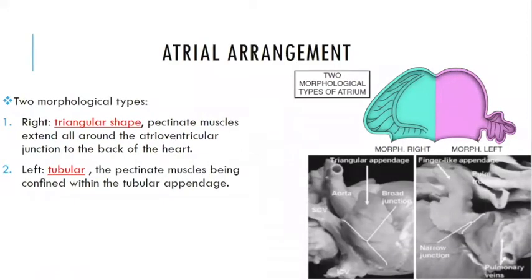For the atrial arrangement, as we said, we have the morphological right, which is triangular in shape, with the pectinate muscle extending all around the atrioventricular junction to the back of the heart. As we can see here, the pectinate muscle character, while the left atrium has a tubular appendage with a narrow junction, with the pectinate muscle mainly confined to the tubular appendage.